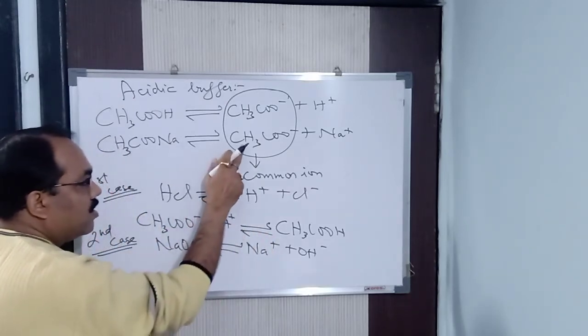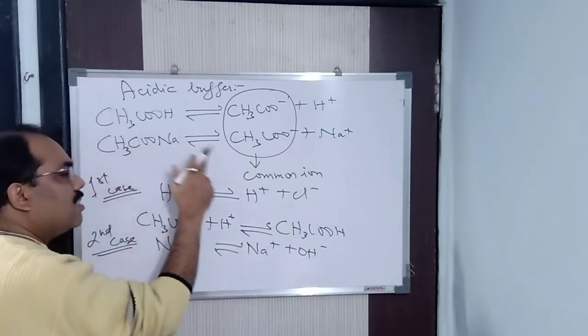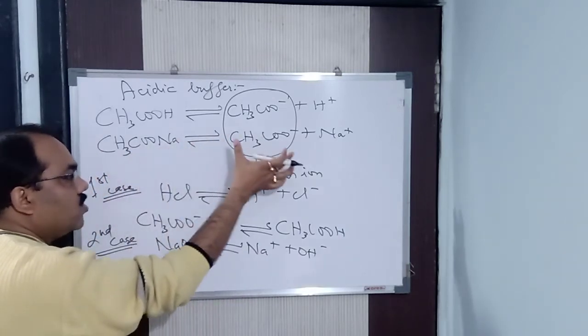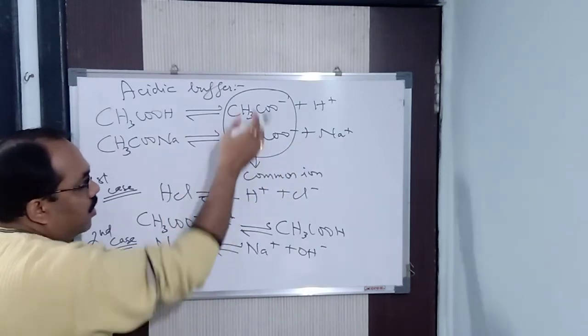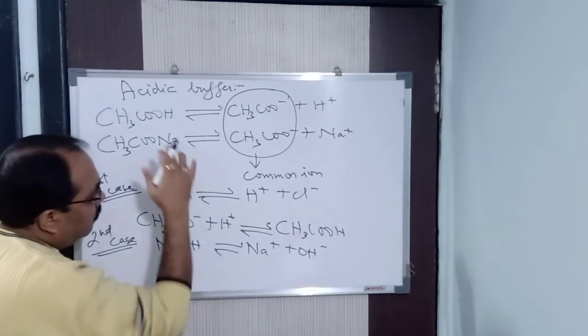CH3COO minus will react with Na plus to form CH3COONa. Again, CH3COONa, as a strong electrolyte, will dissociate to give you CH3COO minus and Na plus. So due to the common ion effect, what will happen? The equilibrium will favor the backward direction. The same thing is going to happen.